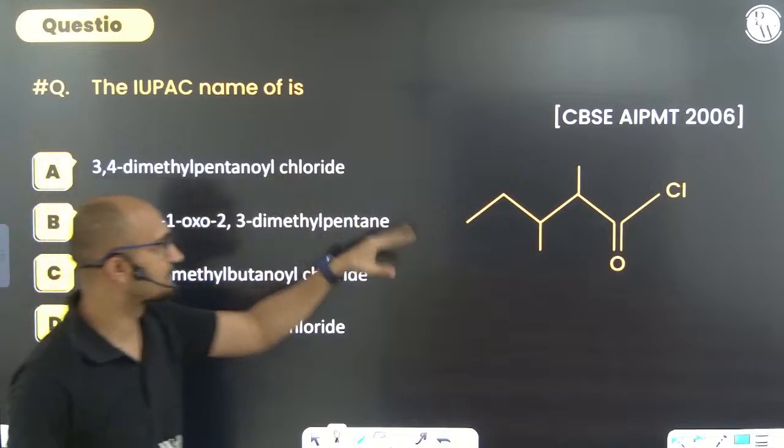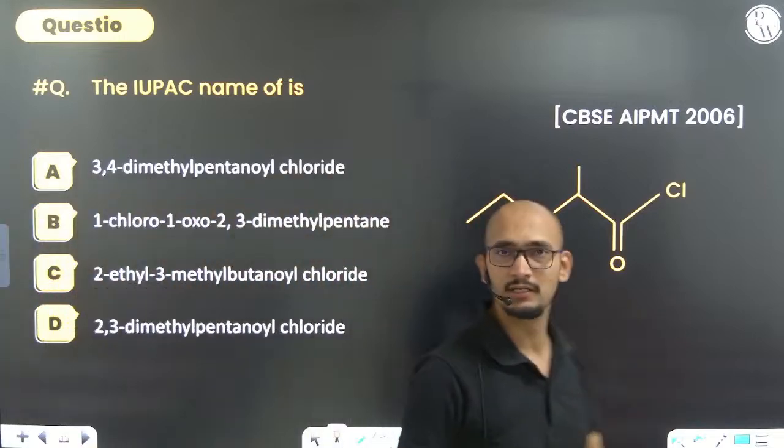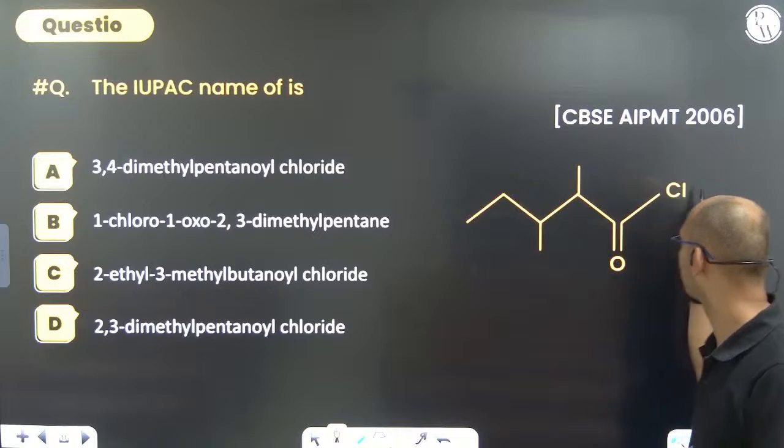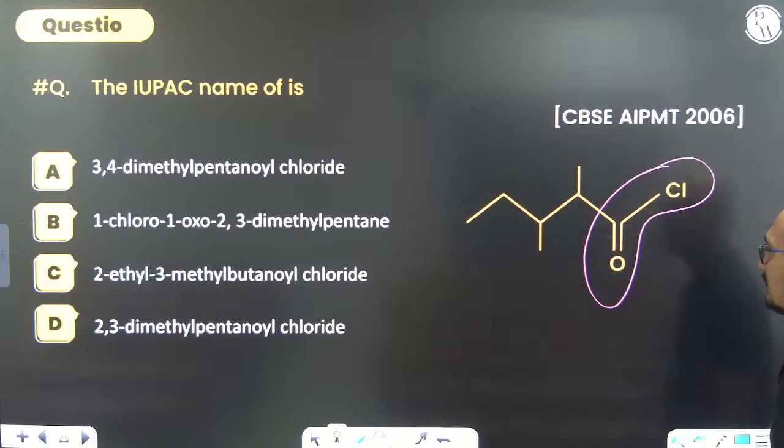The IUPAC name of this. Can you see what is the functional group here? Functional group is COCl. COCl is nothing but acyl halide. Acyl halide. So therefore acyl chloride.